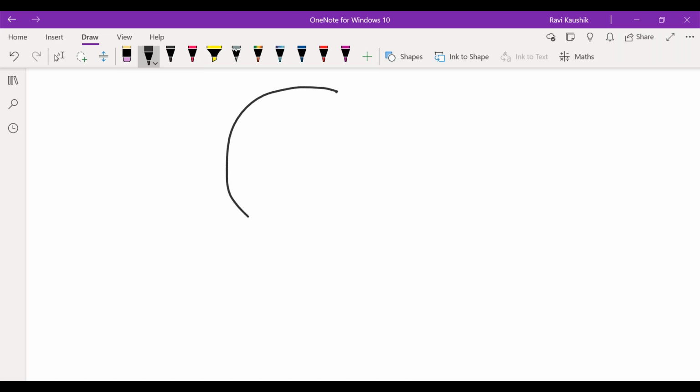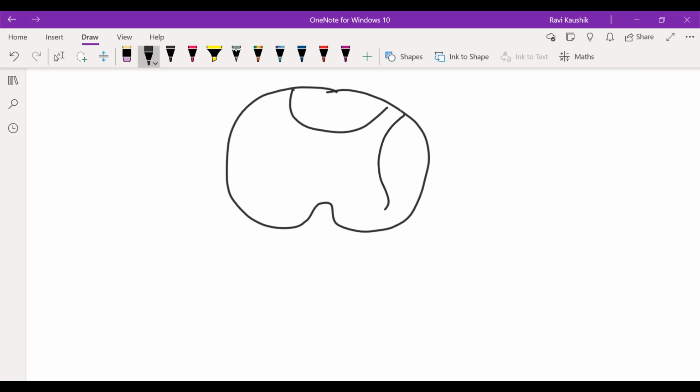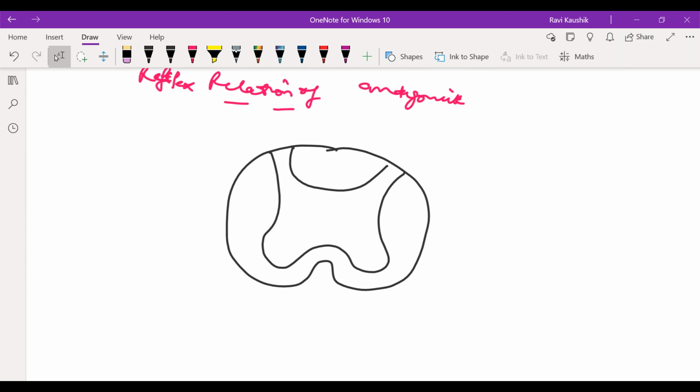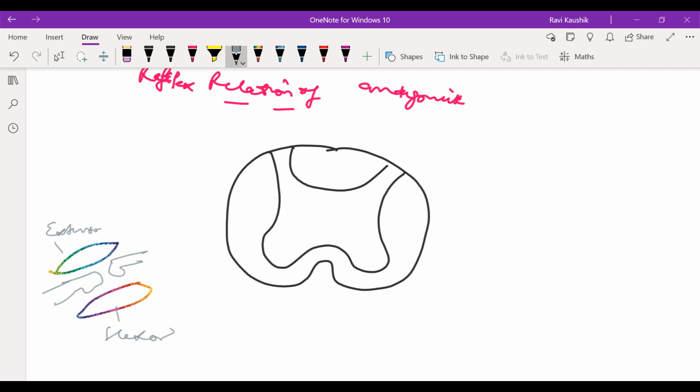Let us say this is our spinal cord. Okay. And let me just make it with multicolor, let us say. Let us say this is the extensor muscle, and ultimately the bones are involved, right? So this is one bone, this is another bone, right? So this is the flexor muscle, this is the extensor muscle, which is there, right?